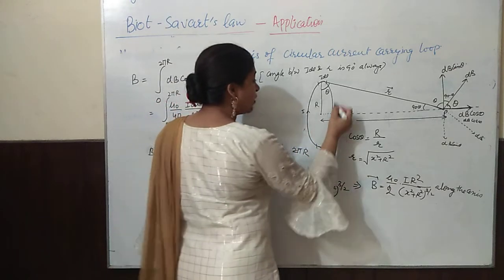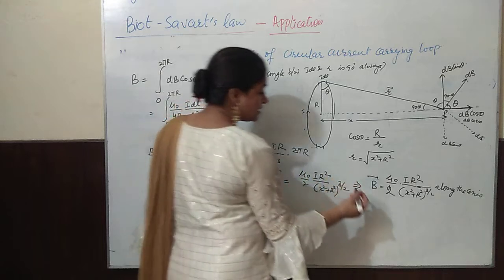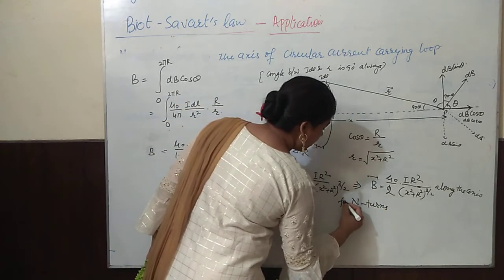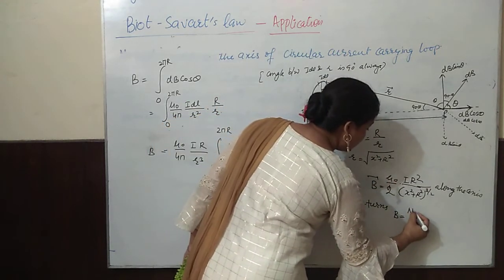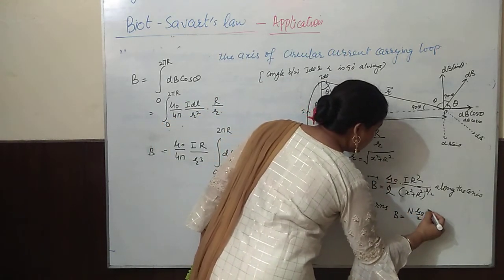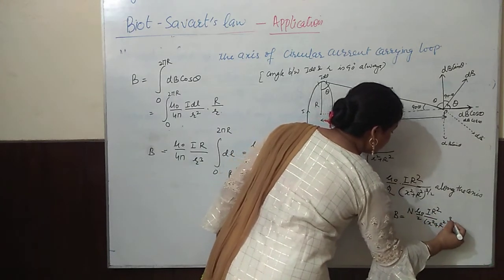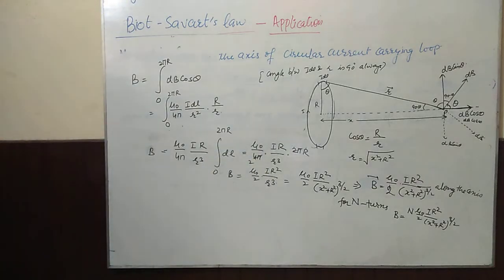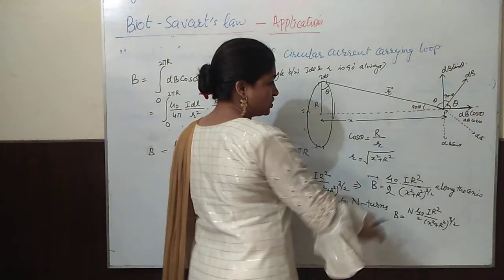But if the number of turns is more, if n is the number of turns, then for n turns this magnetic field can be written as n times mu naught over 2 I r square over (x square plus r square) raised to power 3 by 2. So this is the expression of the magnetic field when there are n number of turns.